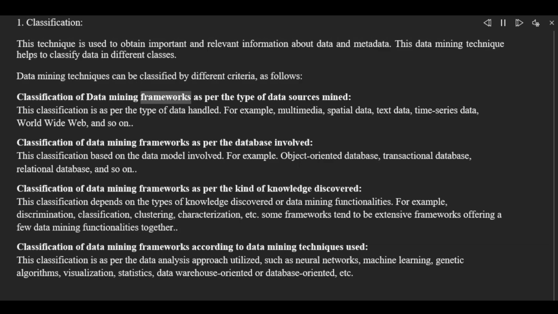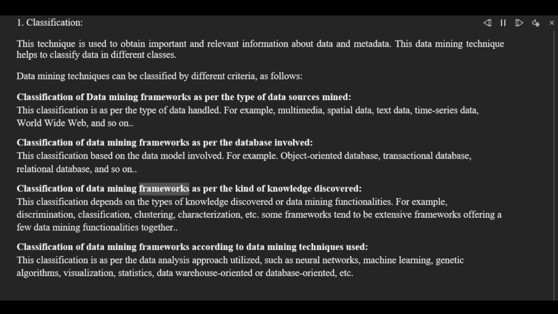Classification of data mining frameworks as per the type of data sources mined. This classification is as per the type of data handled. For example, multimedia, spatial data, text data, time series data, World Wide Web, and so on. Classification of data mining frameworks as per the database involved. This classification is based on the data model involved. For example, object-oriented database, transactional database, relational database, and so on.